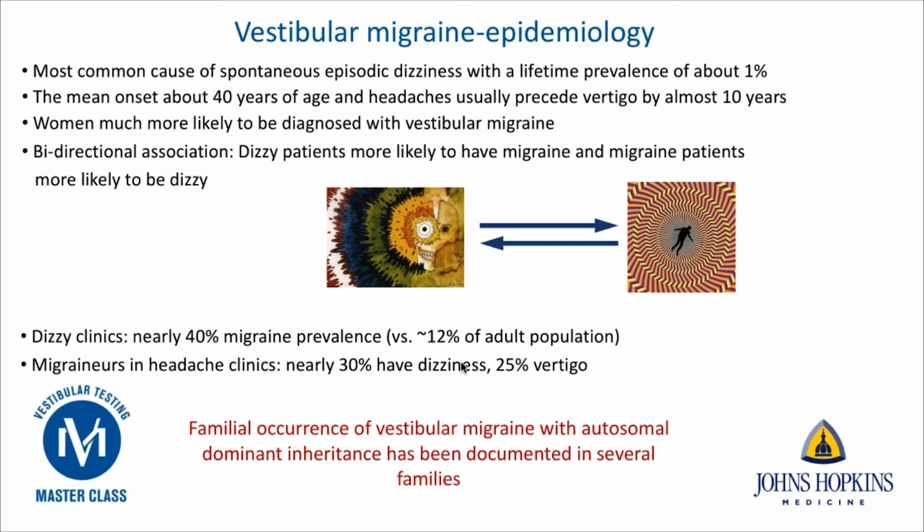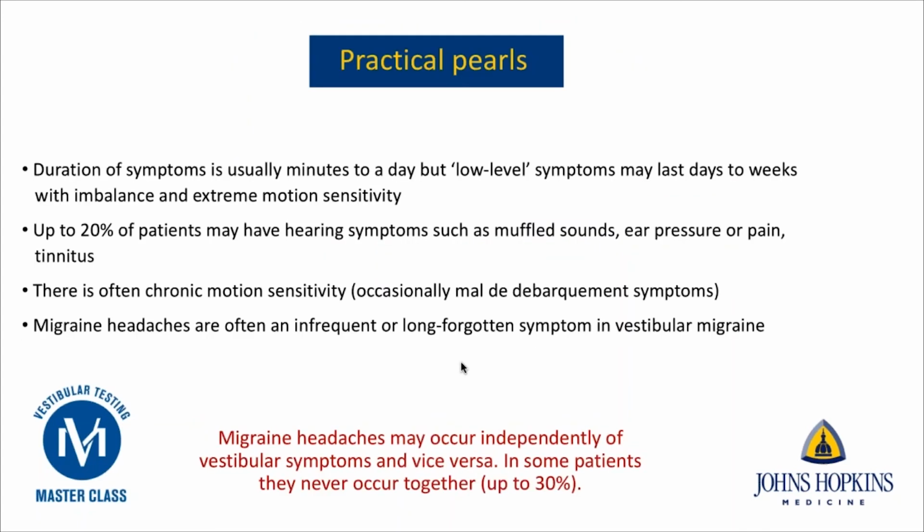About 40% is the prevalence of migraine in dizzy clinics, specialty dizzy clinics. In headache clinics, about 30% of patients have dizziness or, more specifically, report a spinning sensation or vertigo. There is a familial occurrence of vestibular migraine with autosomal dominant inheritance documented in several families.